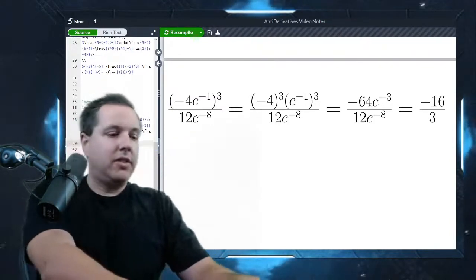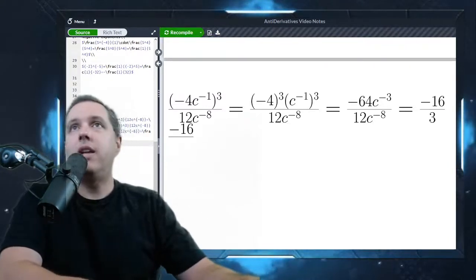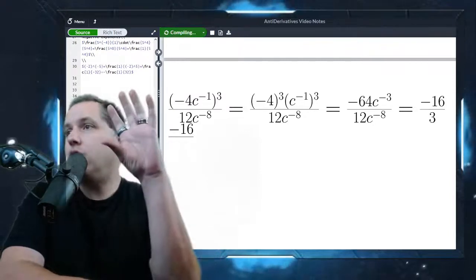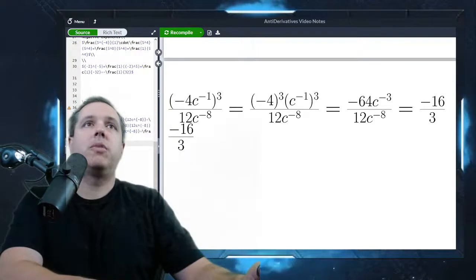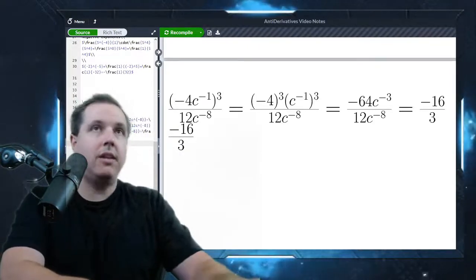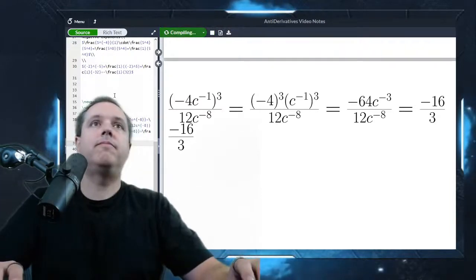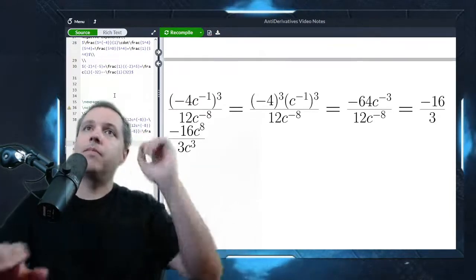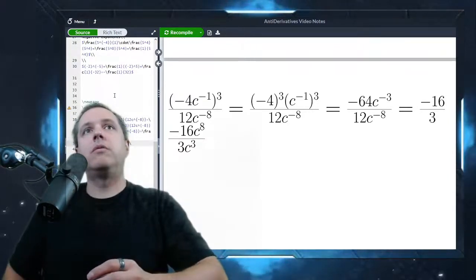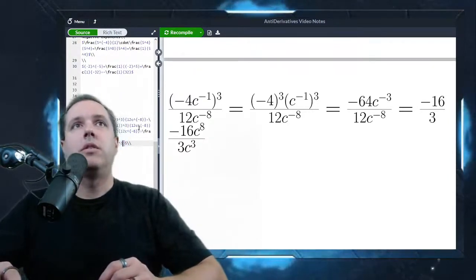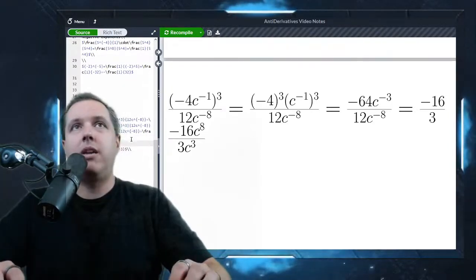All right, what do we have? Negative 16 over 3. Okay, now what we could just do, some people like to just get rid of all the negative exponents. Okay, let's do that. So this will become c to the 8 over c cubed.